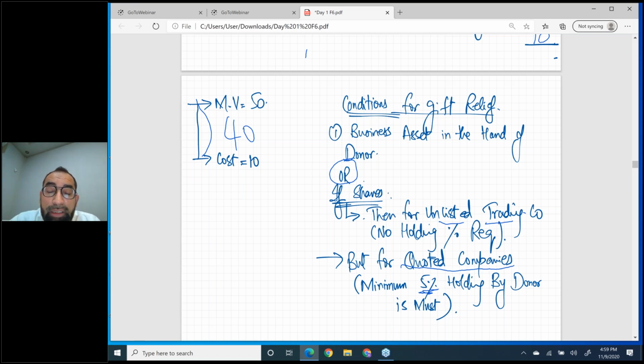And in many past papers I have seen that the examiner makes a question where all conditions are satisfied for gift relief. He motivates you even for gift relief, but in the end it is written that this is a quoted company and your holding is only 1%. That means, my dear boys and girls, you are not eligible for gift relief. So you have to calculate the gain, but in the end you can't defer the gain. So don't forget to check these holdings. This may cost you a lot.